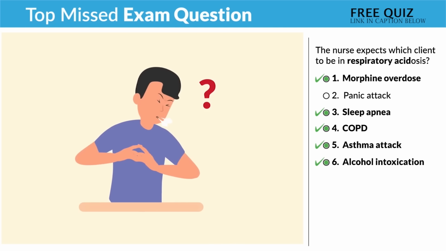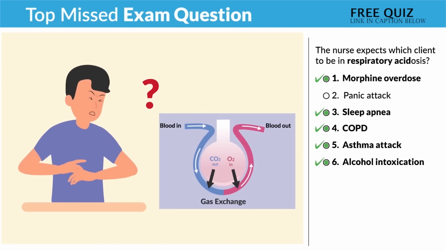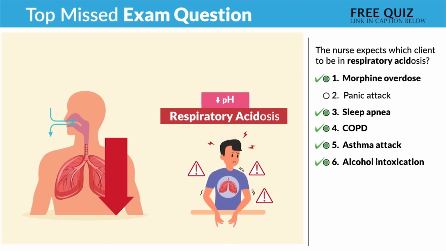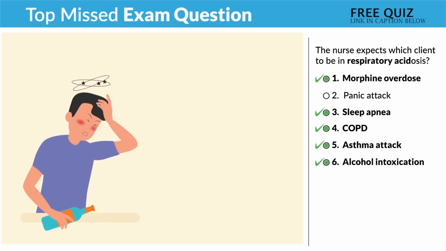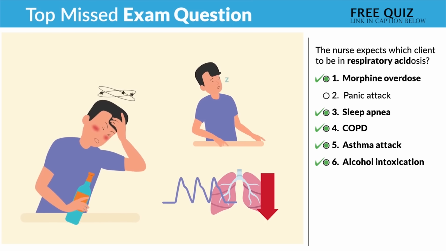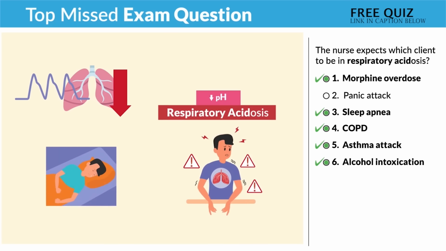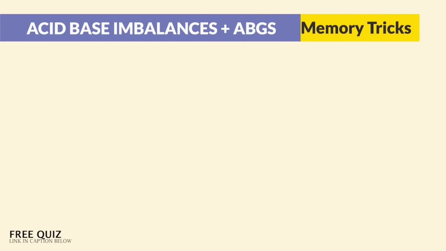And option 5 and 6 are also correct. So an asthma attack, you have to ask yourself, can they breathe? Well, no. Is that good gas exchange? Well, then no. So we have low and slow airflow, putting us into acidosis. And 6 was a little bit of an easy one here. Alcohol intoxication. Yes, alcohol is a depressant, making the respiratory rate low and slow, putting us into hypoventilation with acidosis. Remember, always sleepiness is like snoring for acidosis.